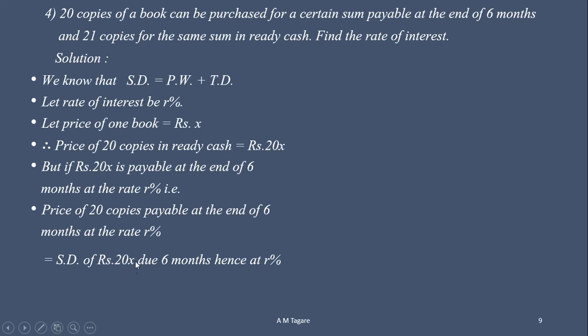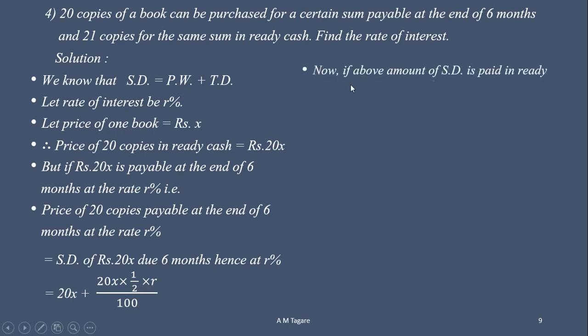It is present worth 20x. 6 months means 6 upon 12 years. Rate is R, and we want to find the sum due. So we use this formula: sum due is equal to present worth plus true discount. Here the present worth is 20x plus this value is the true discount, that is, present worth 20x into n, which is 6 months, equal to 1 by 2 years, into rate of interest R upon 100.